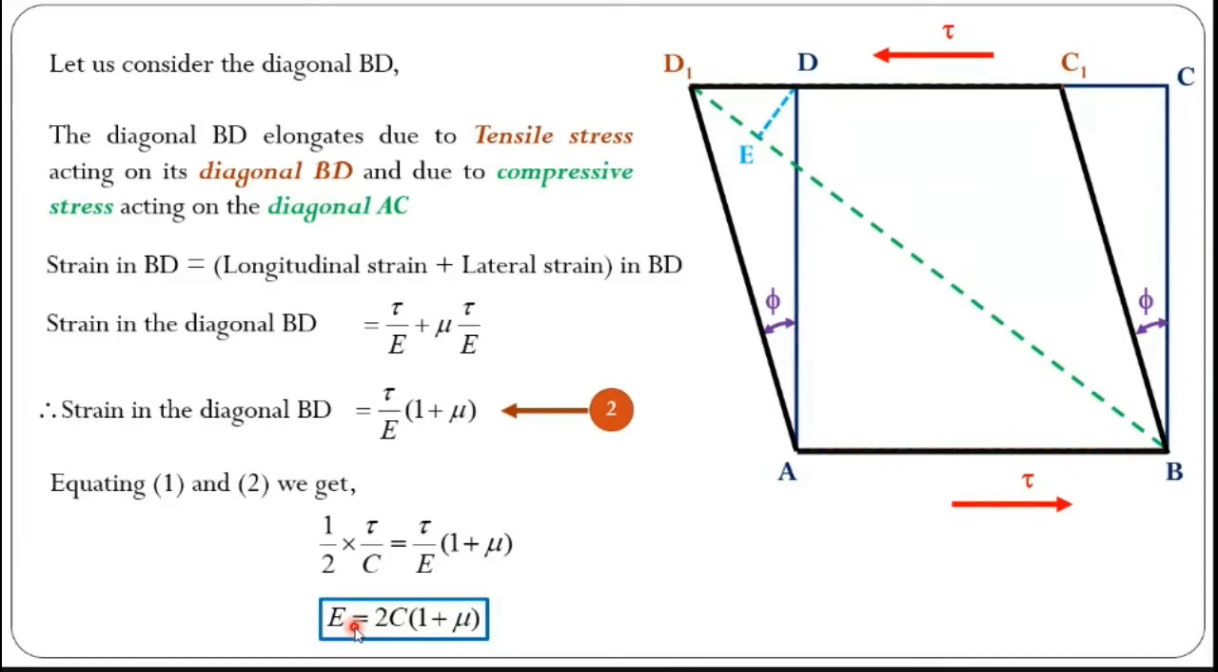Even for aptitude tests, GATE examinations, IAS, IES, whatever it is, there may be a question related to this. Your E is 2 times C into 1 plus mu. So there is one relation. It is a relation relating your Young's modulus and shear modulus.